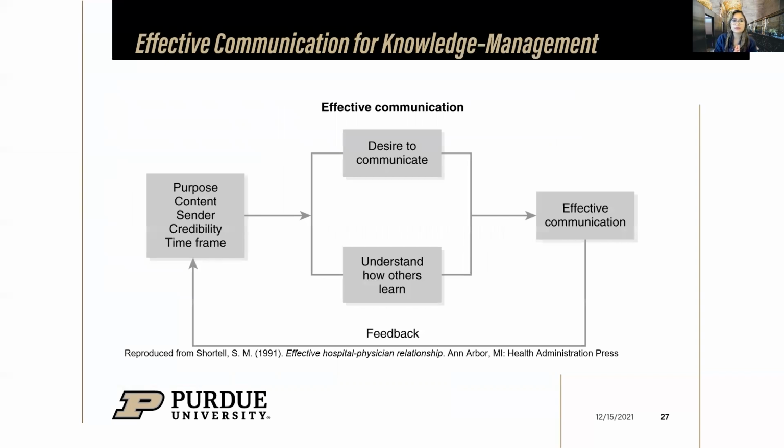As you can see from these figures, effective communication for knowledge management comes from the desire to communicate and understand how the others learn. And there are times when managers have a desire to communicate with their employees, but they are not completely understanding how the message can be relayed to their employees so that they understand the context behind that message and are able to put forth their best possible effort into achieving the desired goal of that communication.